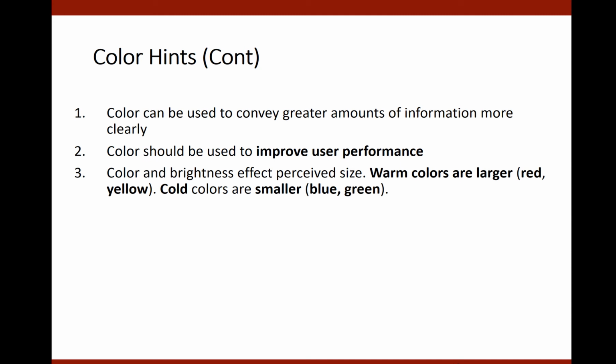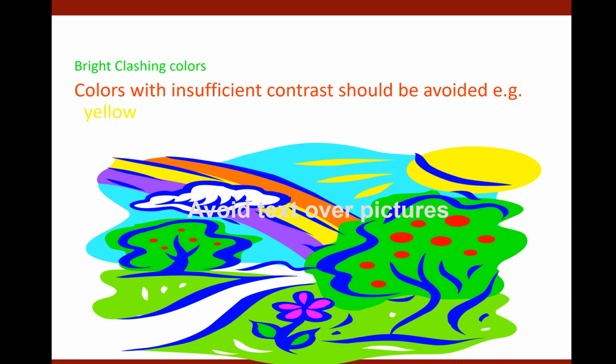And also, another thing is for colors, we have warm colors versus cold colors. So the warm colors here include the red and yellow, and the cold colors are the blue and green. So we will avoid using overlapping colors such as these ones. As you can see here, avoid text over pictures. You can barely see it. And the yellow over white, you can barely see this word. So we will try to avoid using some overlapping colors.